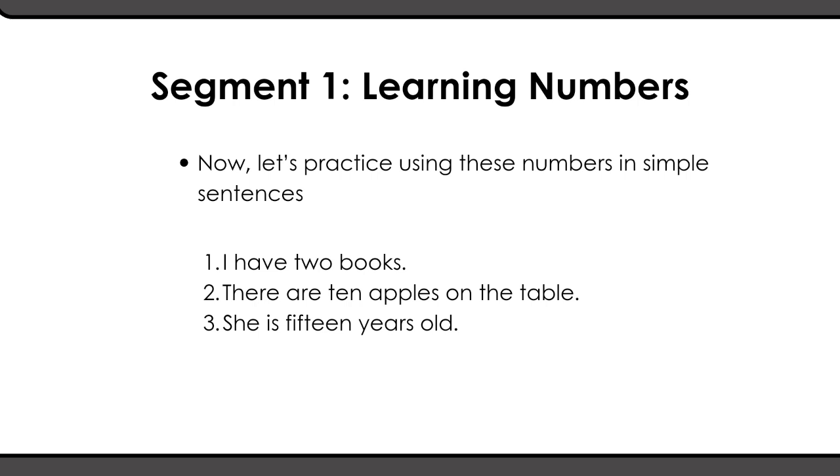Now let's practice using these numbers in simple sentences. Listen carefully and repeat after me. I have two books. There are 10 apples on the table. She is 15 years old. Now it's your turn. Think of your own sentences using these numbers. Don't rush. Practice makes perfect.